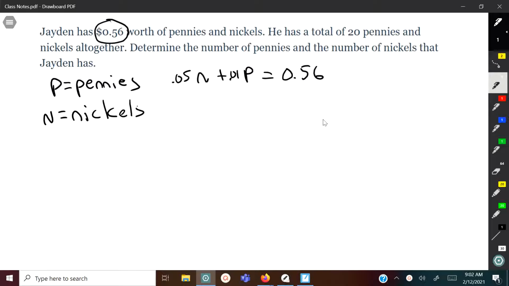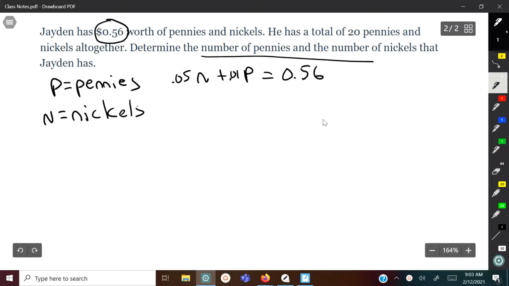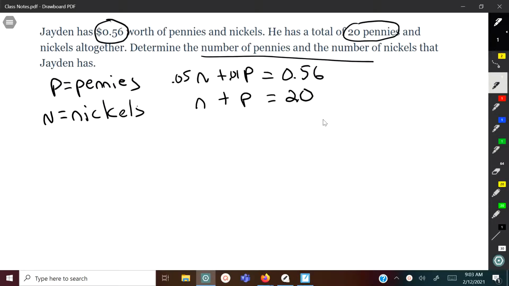Okay. The second equation is determine the number of pennies and number of nickels Jaden has. So we know the total amount of coins is 20. And so if we just add up all the nickels and add up all the pennies, the total amount of actual coins will be 20. Okay, so this time we've got two standard form equations instead of having one that's already solved. But that's okay. It won't be hard.